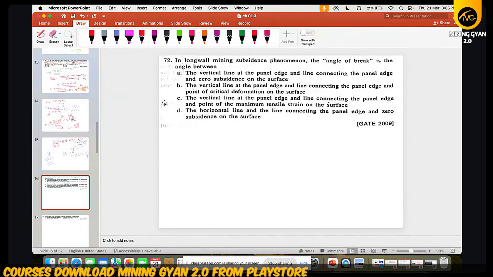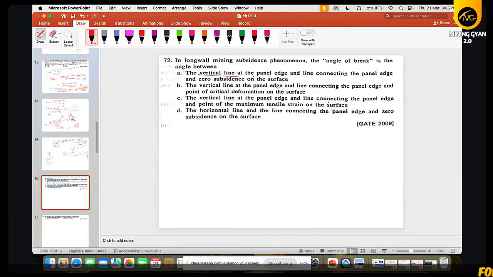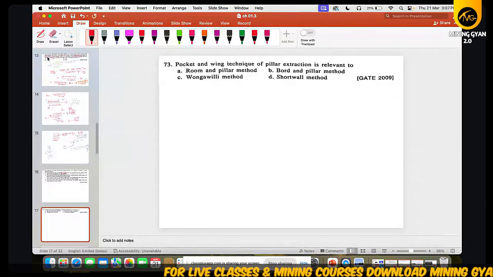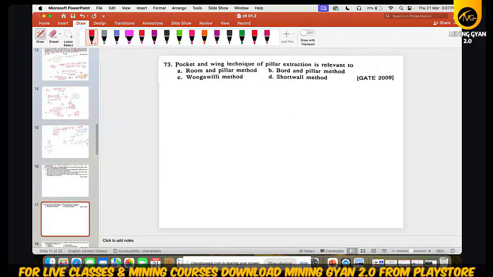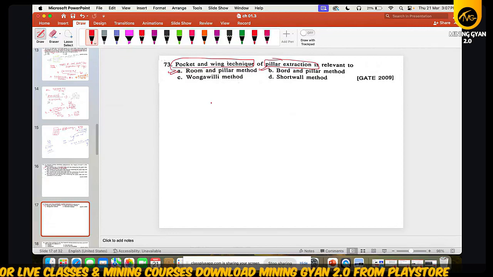In longwall mining, the subsidence phenomena, the angle of break. Angle of break is the angle between the vertical line at the panel edge and the line connecting the panel edge and zero subsidence on the surface. Okay. Next question. Pocket and wing technique in pillar extraction we will use in the room and pillar method.